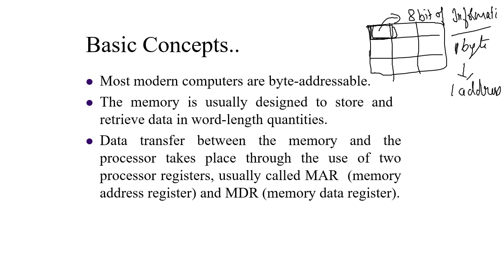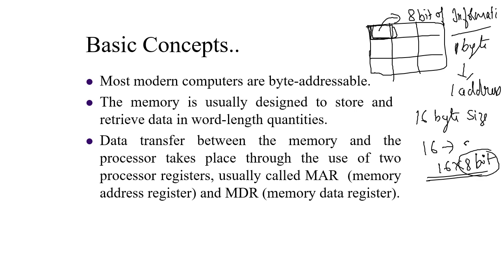That means if you have 16 locations, as I have already discussed in our previous slide, if we have a 16 byte size of memory, then you will have 16 locations which will store 16 into 8 bit of information. Now each 8 bit or 1 byte will have one address, and this mode of addressing is called byte addressable. So in case of byte addressable, individual byte will have one address.